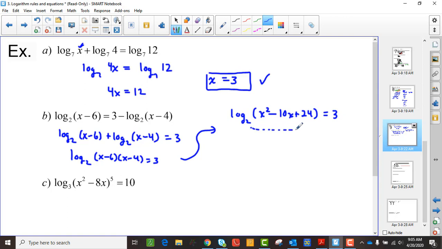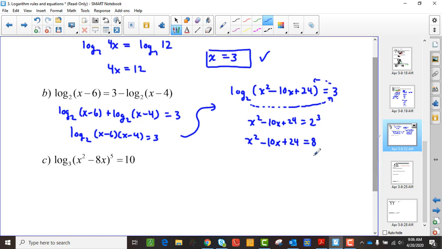Then I write it as an exponential. So I take 2 raised to that power is equal to that argument. So I get x squared minus 10x plus 24 is 2 cubed. So that means that x squared minus 10x plus 24 is 8. If I then subtract 8, I get x squared minus 10x, and then 24 minus 8 is 16.